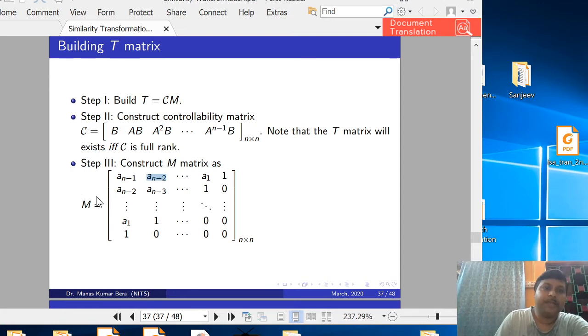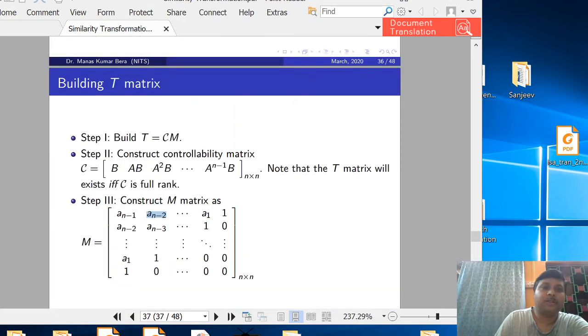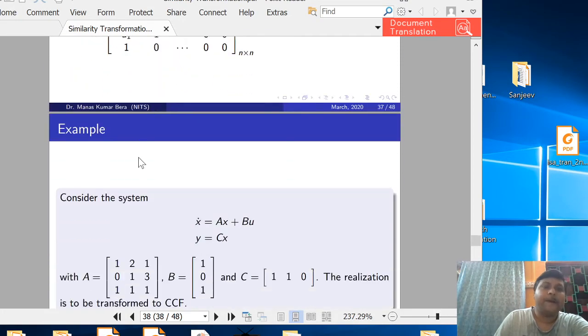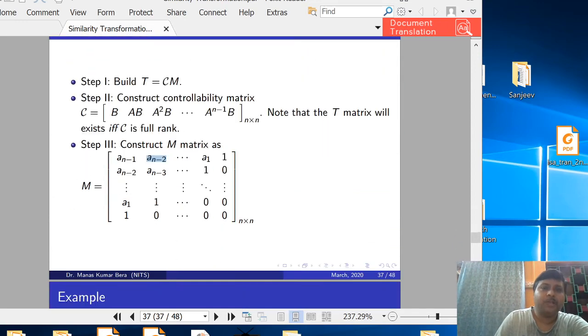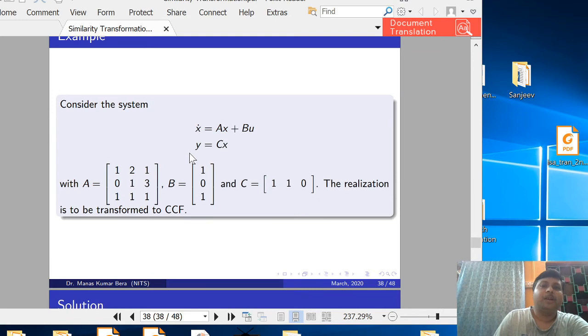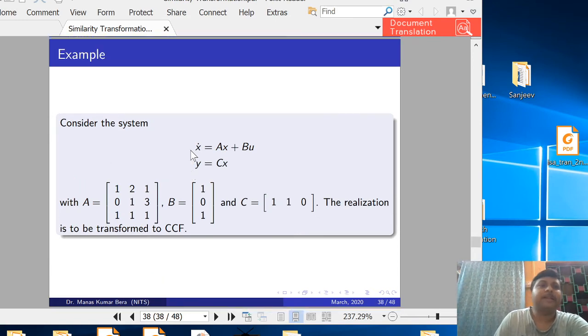Now once you get the M matrix, you can find the T matrix. Then you have to find A bar, which is T inverse A T, and you will get this form definitely. For B bar you do T inverse B, and you will get this form, and to compute C bar you do C into T. So this process we have shown by an example.